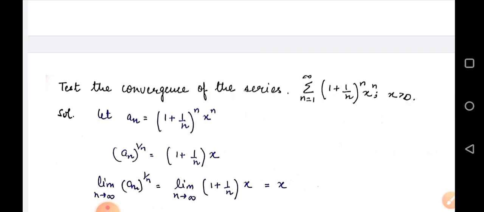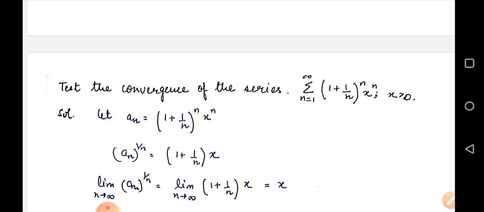Cauchy root test says that if summation an is a positive term series, then limit n approaches infinity, an to the power 1 by n is equal to L, and the series is convergent if L is less than 1, divergent for L greater than 1, and the test fails for L equal to 1. So let us do some numerical based on Cauchy's root test.